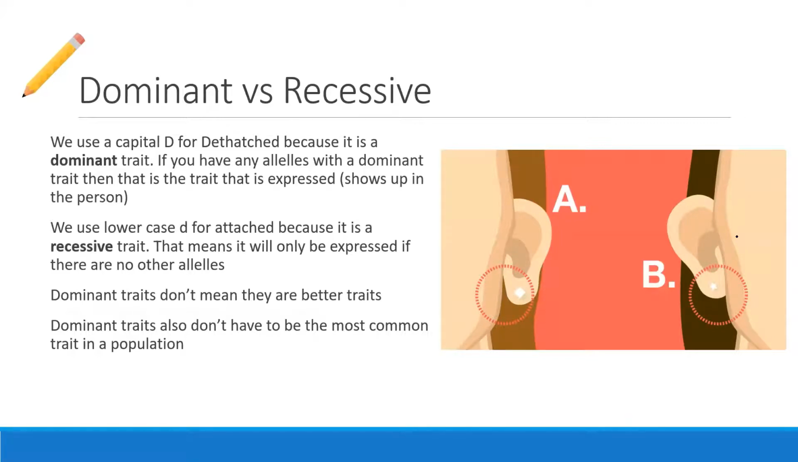The next part, of course, is to talk about what's the opposite of a dominant trait. We use lowercase d for attached earlobes. Now, attached earlobes are what we would refer to as a recessive trait. A recessive trait means it will only be expressed if there are no other alleles. So if there are no other dominant traits, that's when the recessive trait wins.